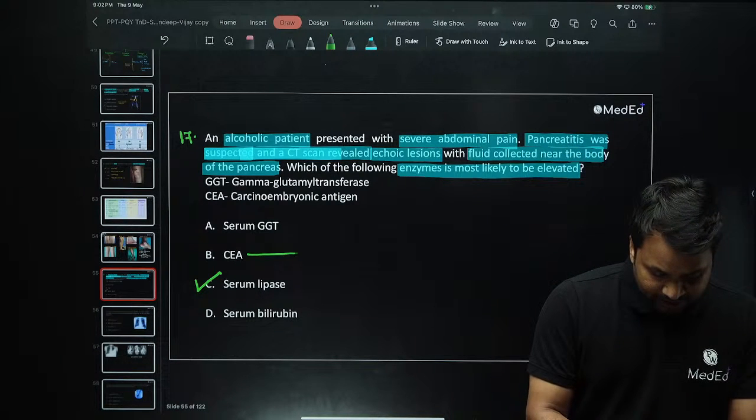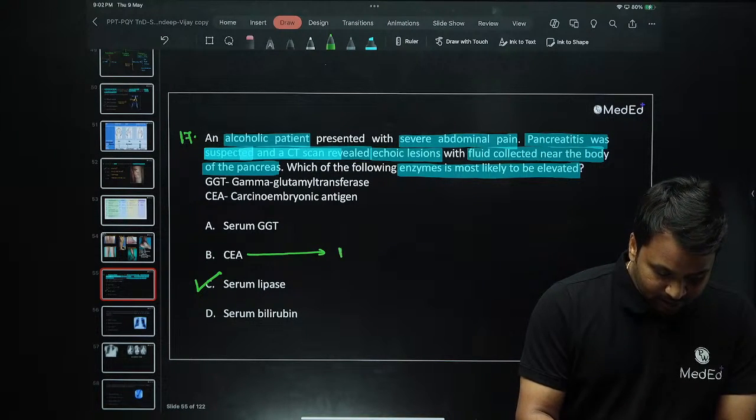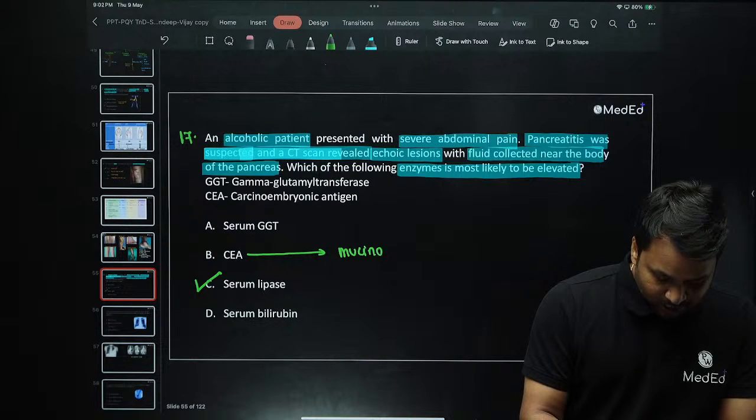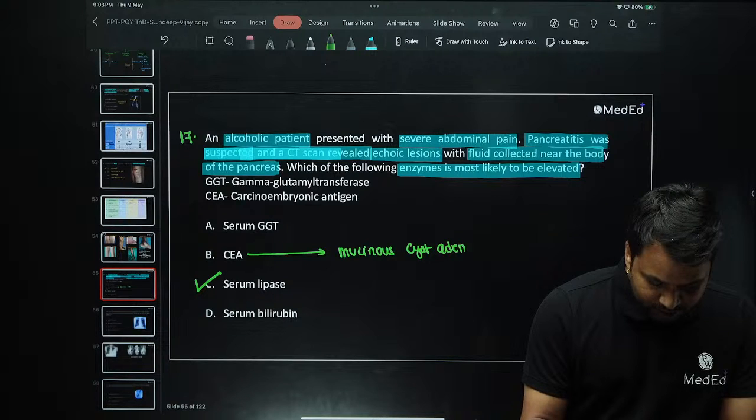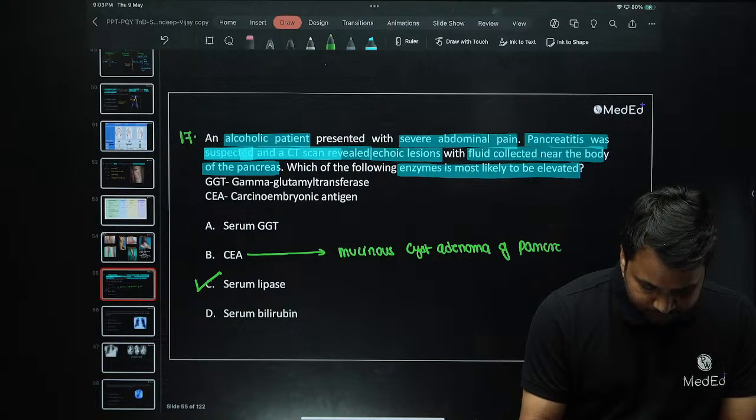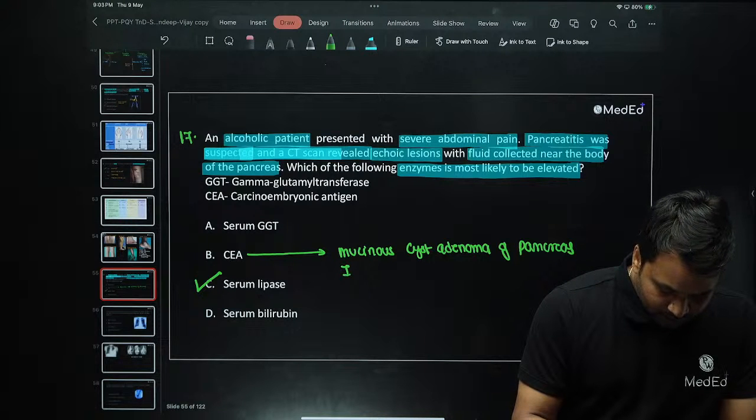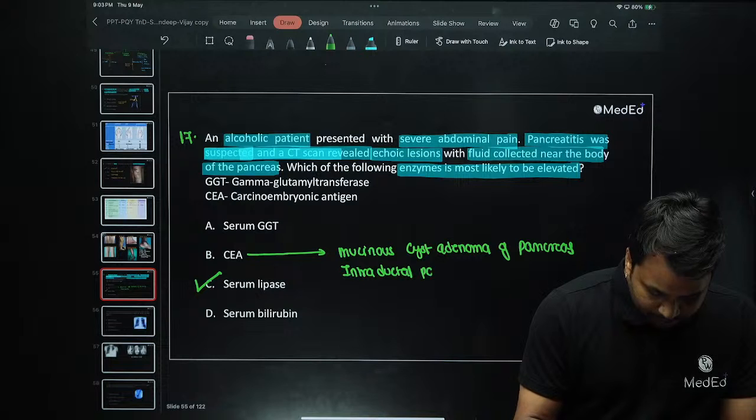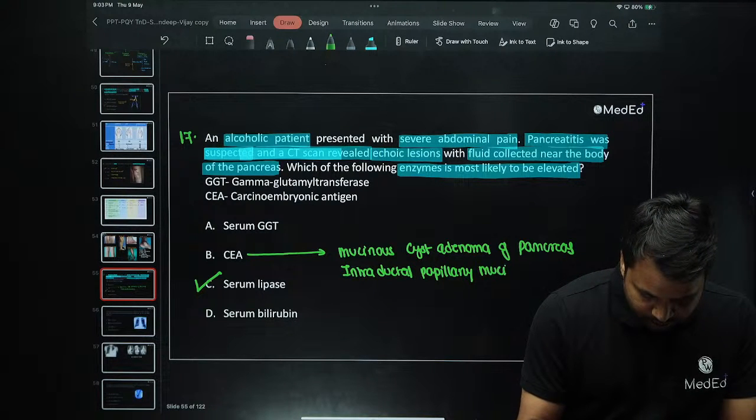Remember, CEA is elevated in mucinous cystadenoma of the pancreas. It is elevated in the mucinous cystadenoma of pancreas. And another one is your intraductal papillary mucinous neoplasm.